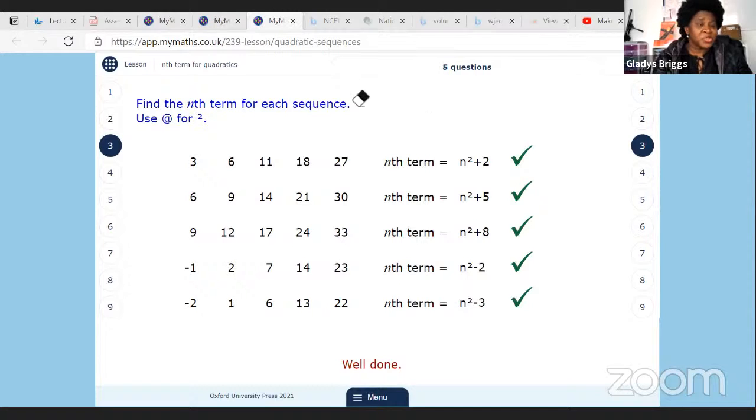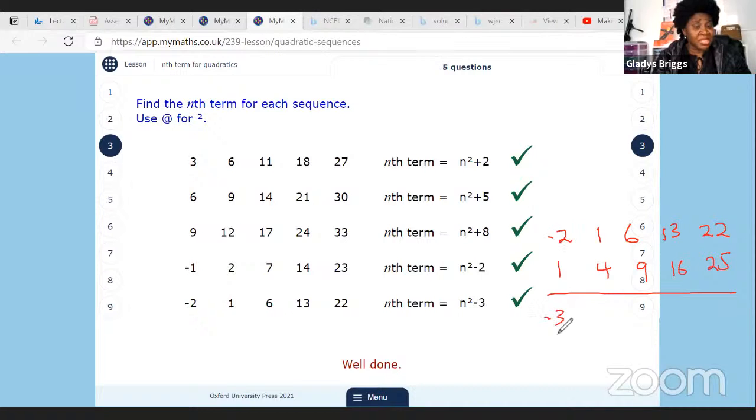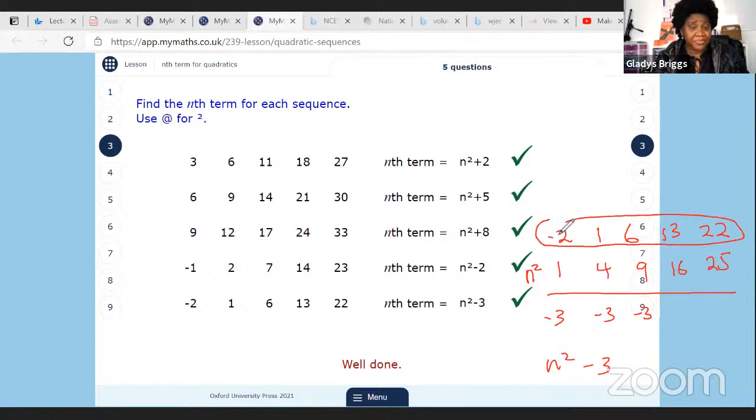You just need to know your square numbers and then subtract from the square numbers. That's all you have to do. So if it says -2, 1, 6, 13, and 22, then you know your square numbers are 1, 4, 9, 16, and 25. So you just subtract. You can put this into your calculator. -2 minus 1 is -3. 1 minus 4 is -3. 6 minus 9 is -3. So you know it's going to be n squared minus 3, because this is n squared. So it's n squared minus 3 that is generating this sequence here.